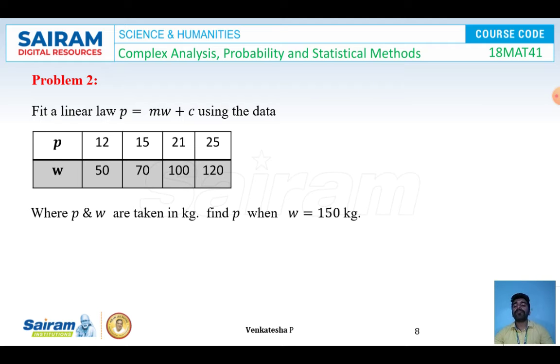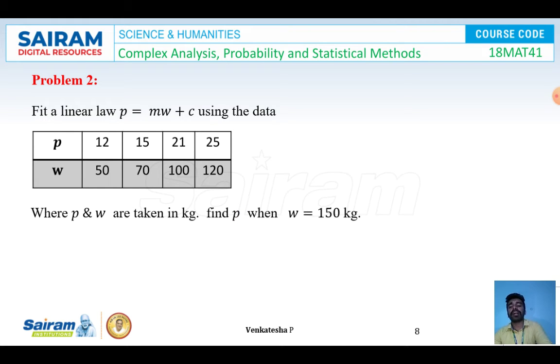Problem number 2. Fit a linear law P = mW + c using the data. P is given by 12, 15, 21, 25. W is given by 50, 70, 100, 120. So in this equation we can say that P is the dependent variable and W is the independent variable. So we have to find the value of P when W = 150.